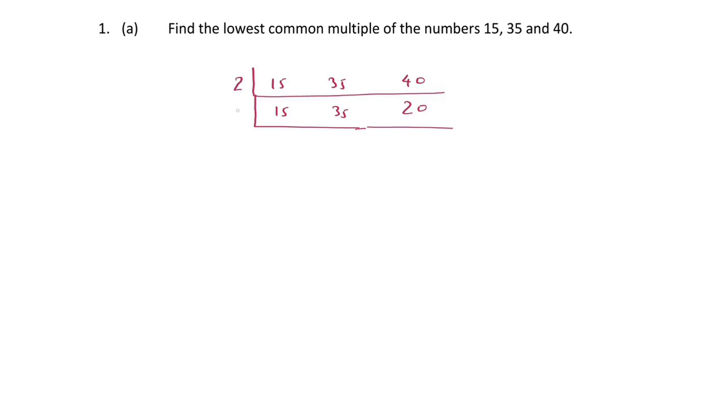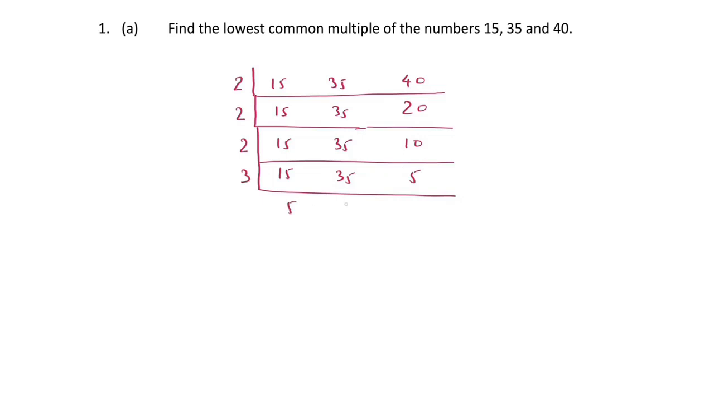So our next number here is number 2. So the value here is going to be 15. Here is 35 still, and here is 10. Our next number is still number 2. So here we are going to have 15, and here is 35, and here is 5. Okay, so our next number is number 3. So dividing here, we are going to have 5, and here still we are going to have 35, and here is 5. So our next number is 5.